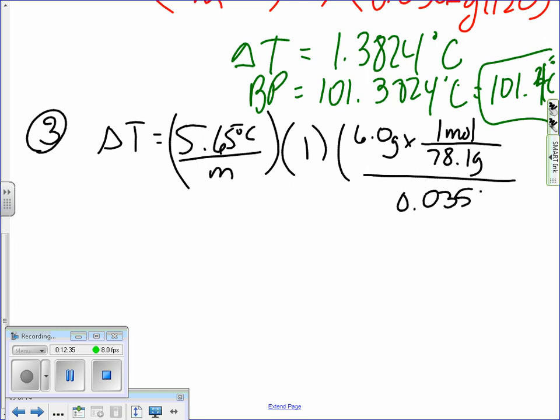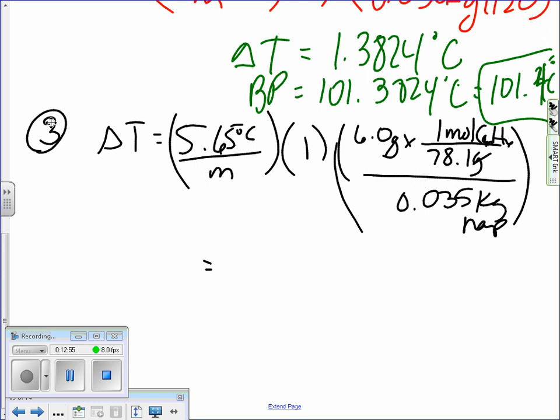Okay, and are you guys cool with me putting all the work in one big blob? Do you understand what I'm doing? So basically, this is moles when you cancel out your grams, and this is kilograms of solvent. This is moles of benzene, and this is kilograms of naphthalene.